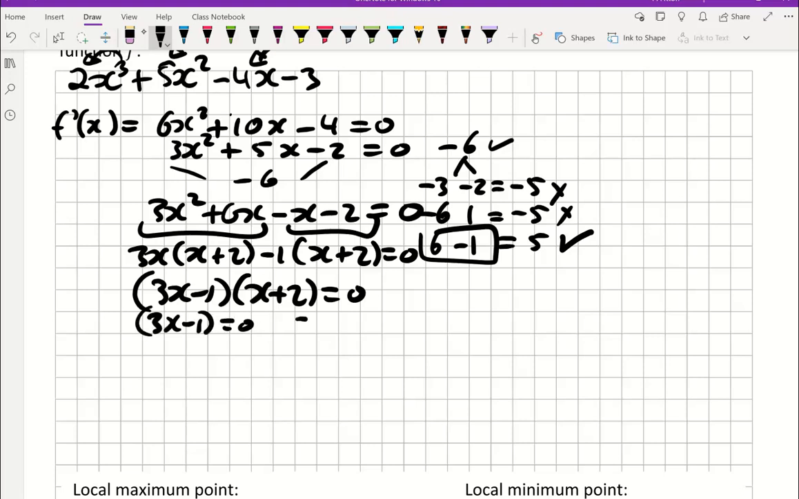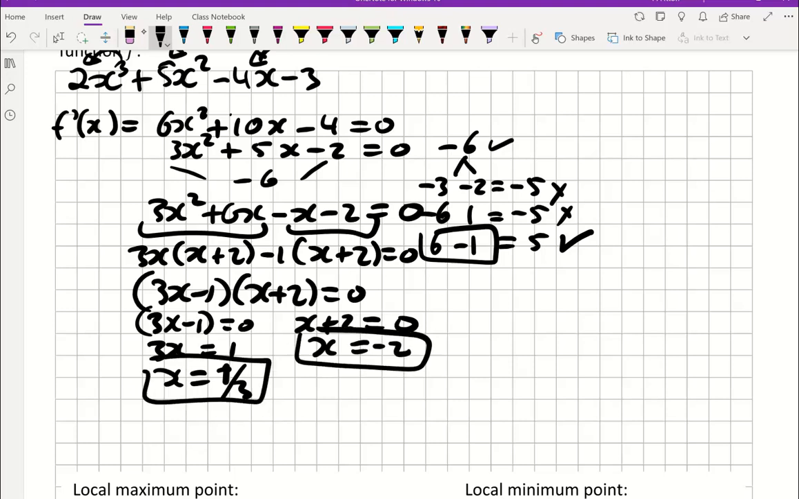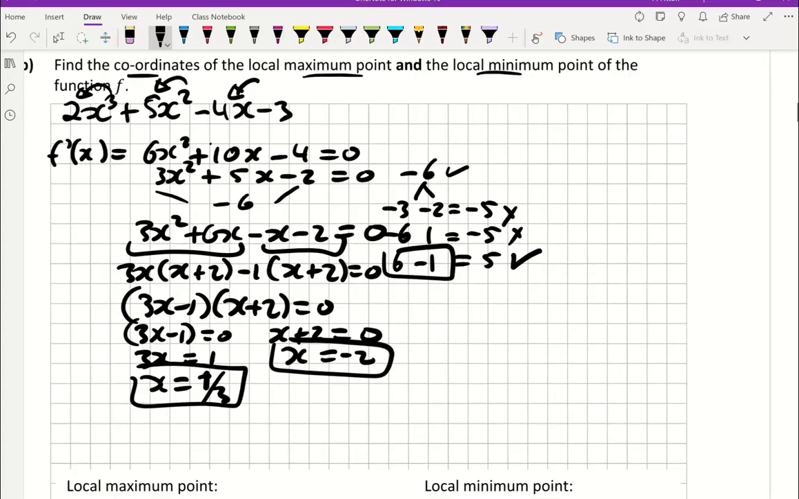3x minus 1 equals 0. x plus 2 equals 0. And solve. Minus 1 comes over to become positive 1. 3 comes over to divide. So it gives you 1/3. 2 comes over, I get minus 2. Okay, so this gives me two values for x. I want coordinates, so I need y values as well.